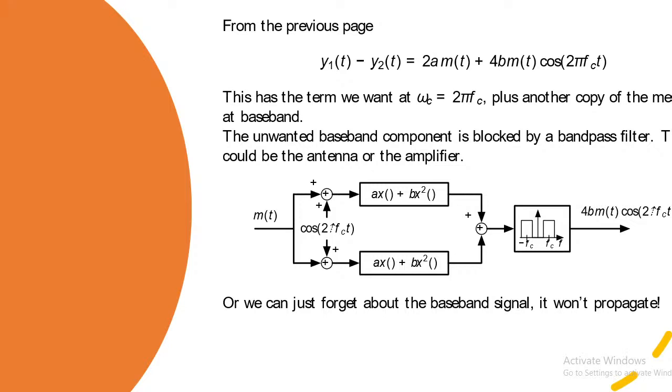Then we add them together. When you add them together, the signal you get is 2a m(t) + 4b m(t) cos(ω_c t). Then use the bandpass filter around ω_c to keep 4b m(t) cos(ω_c t). Then we will get the modulated output. So this is how you generate modulation using a nonlinear device, when the nonlinearity is expressed as a x + b x². Next.